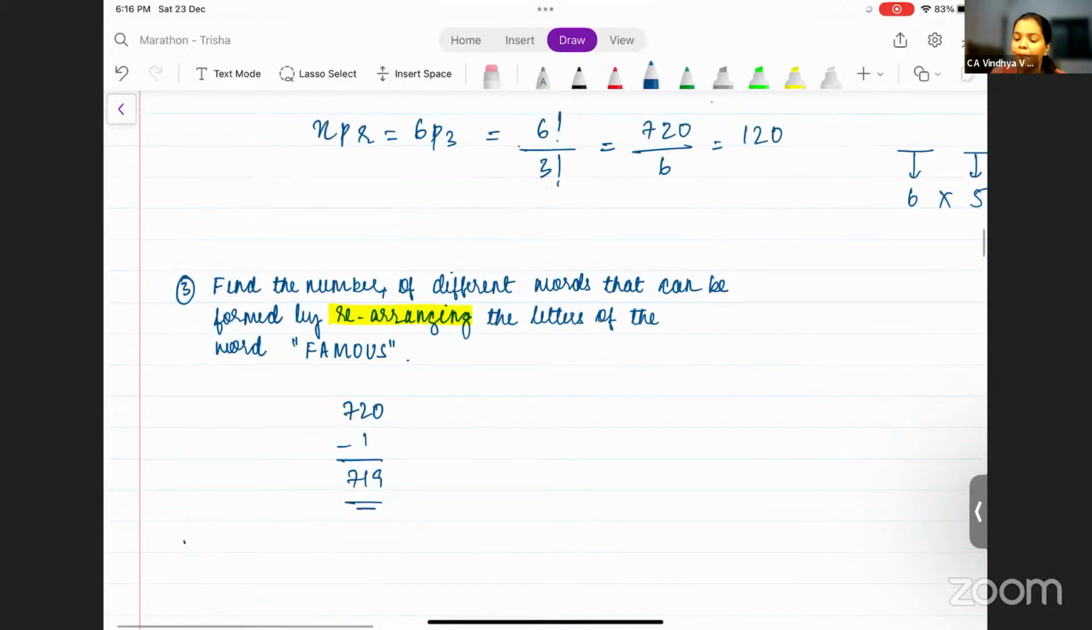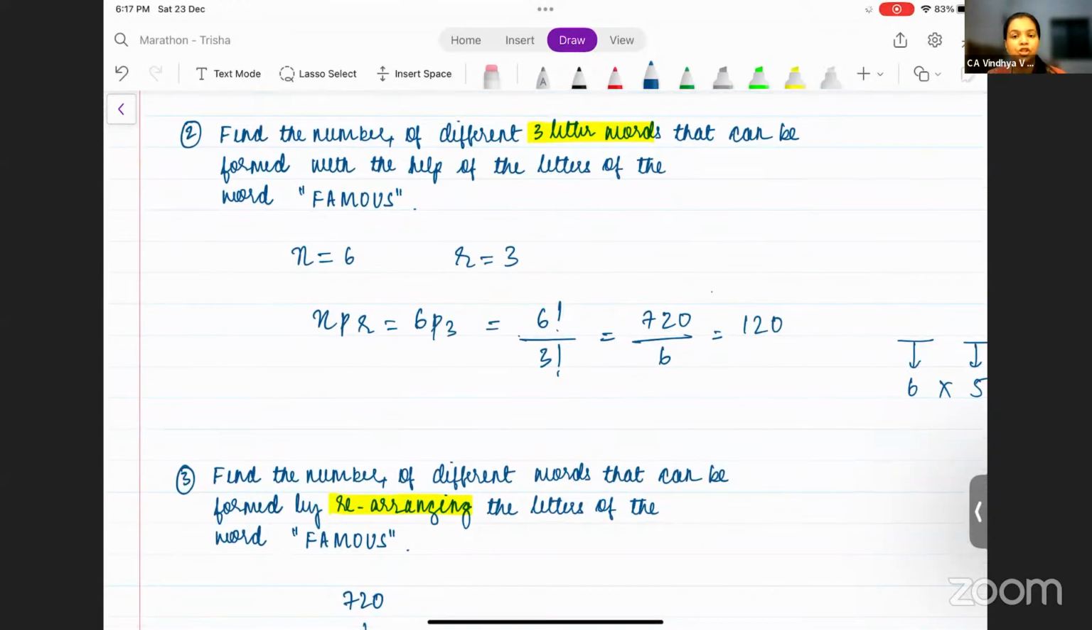making it 719. All right. But in the previous question, that is question number 2, if they would have said rearranging, would you subtract 1? No. The answer would have still been 120 because in the 3-letter words, famous is not included. Very good, Pratiksha. Yes. In the 3-letter words, famous is not included. I hope this is clear.